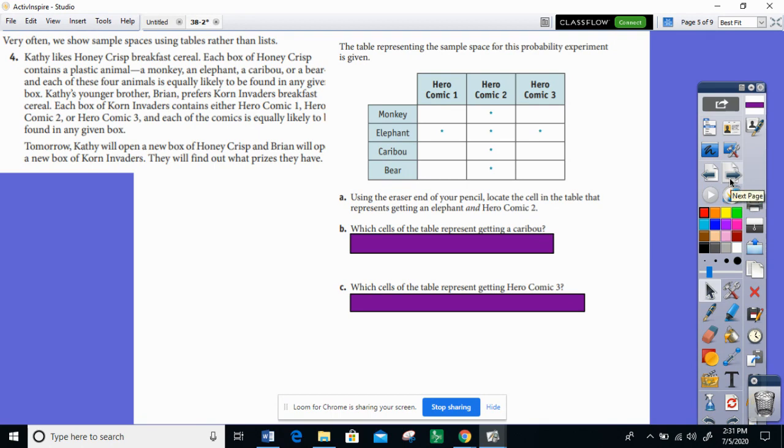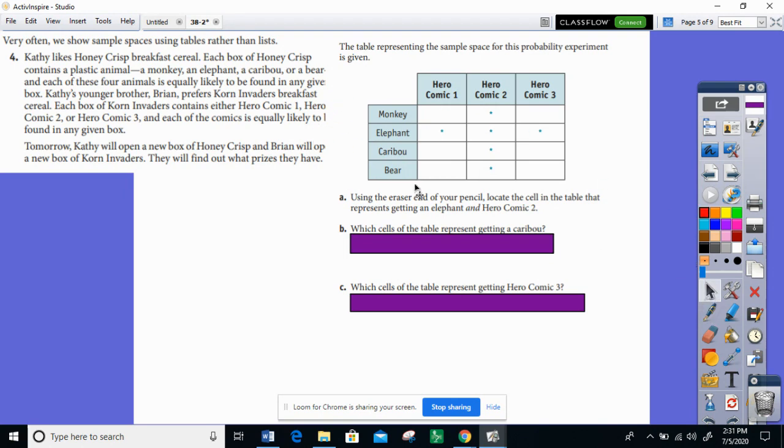So on the bottom of page 560, this gives us an example of using a two-way table instead of a list. Kathy likes Honeycrisp breakfast cereal. Each box of Honeycrisp contains a plastic animal, a monkey, an elephant, a caribou, or a bear. And each of these 4 animals is equally likely to be found in any given box.